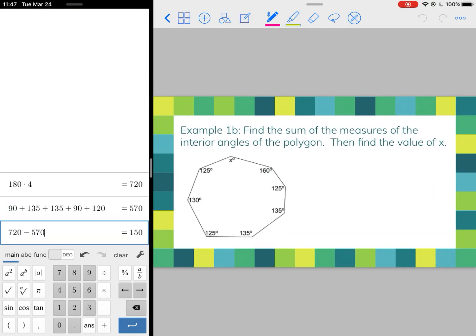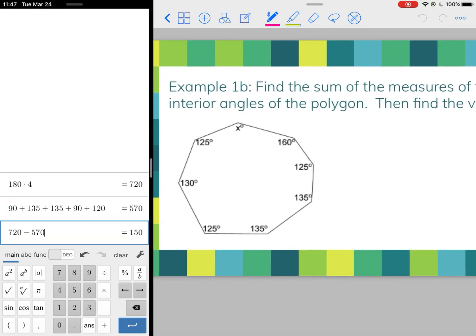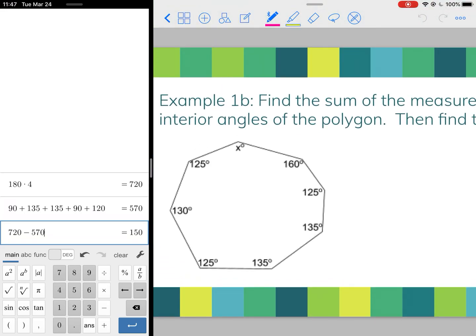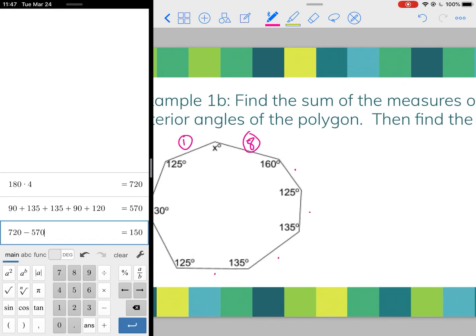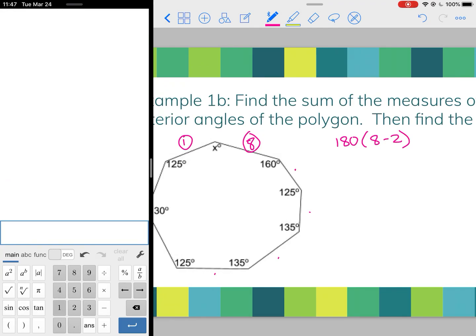The next one is going to be the same directions. We need to find the angle sum. First I'm going to figure out how many sides this figure has. That's 1, 2, 3, 4, 5, 6, 7, 8 sides. So 8 is the number I need to plug in. 180 times 8 minus 2, and 8 minus 2 is 6. So I'm going to do 180 times 6, and that is 1080. So the angle sum for this figure is 1080 degrees.